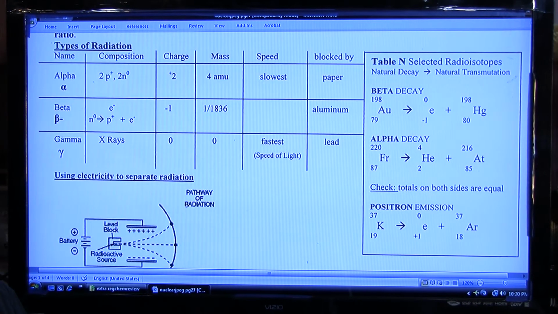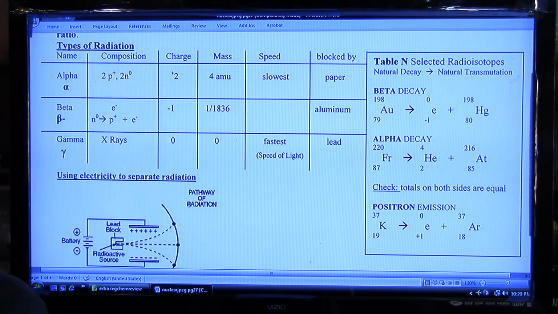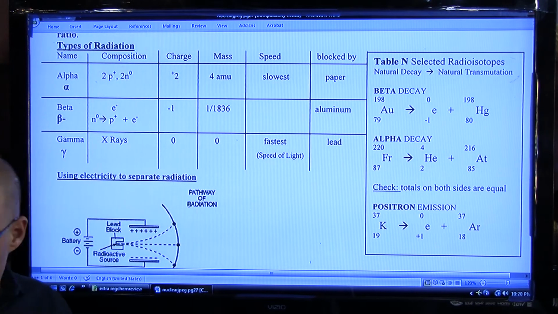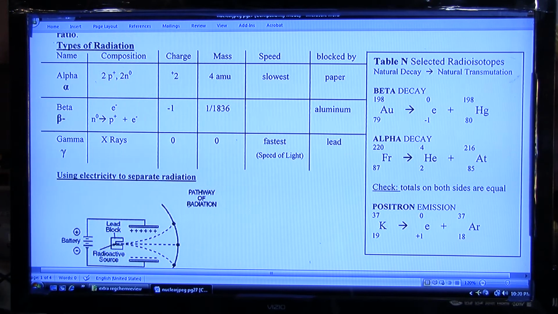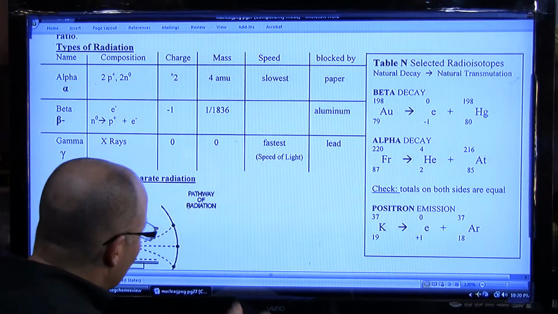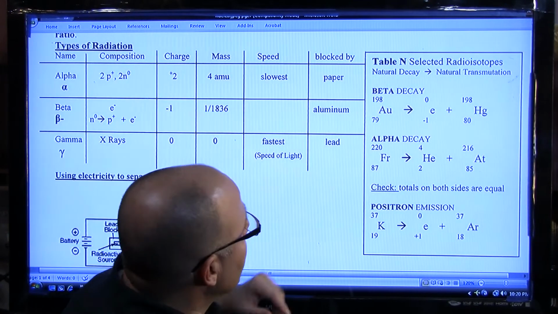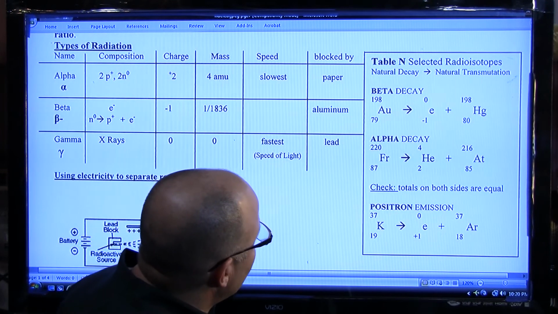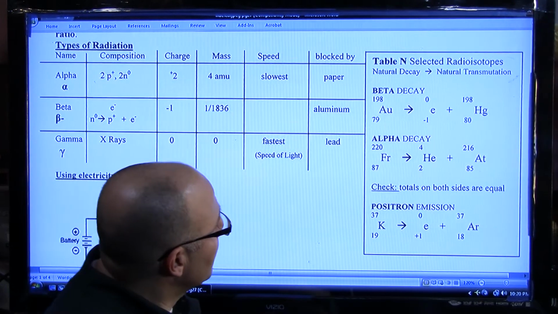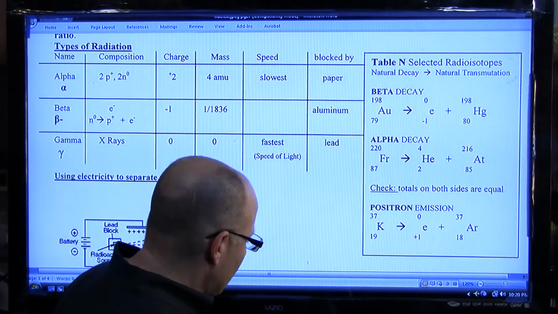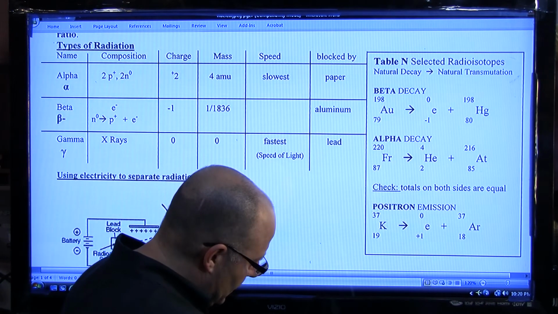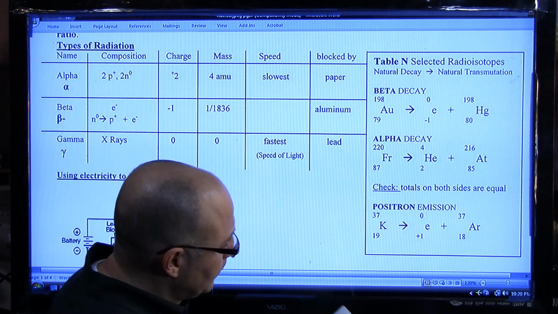So if you turn to table N, and you're going to need table N and table O to see where this comes from. Let me grab my table here. On table N, as it's entitled, selective radioisotopes, we have the nuclear equations of different breakdowns. And the first one at the top of table N is that of gold 198.